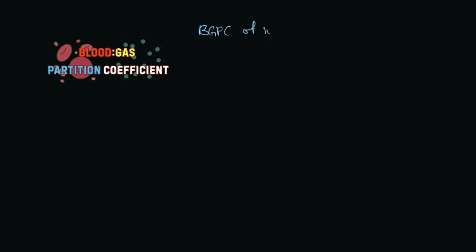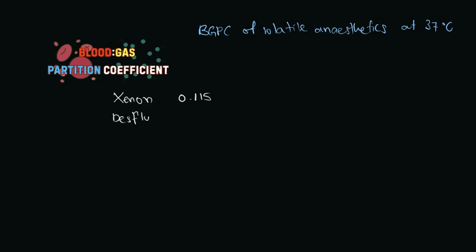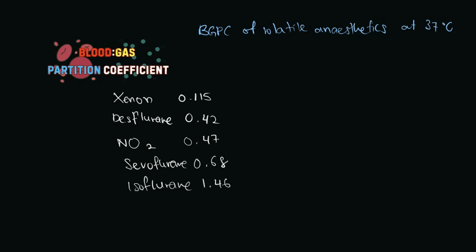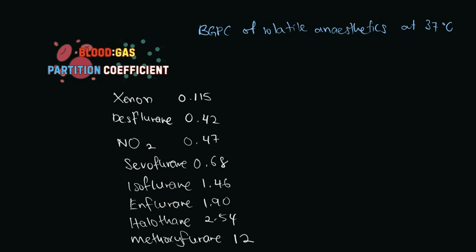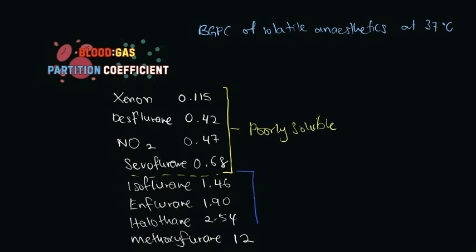Let us go through the blood gas partition coefficients of some popular gases in anesthesia. You have xenon at 0.115, desflurane at 0.42, nitrous oxide at 0.47, sevoflurane at 0.68, isoflurane at 1.46, enflurane at 1.9, halothane at 2.54, and methoxyflurane at 12. Older classification will further divide these into poorly soluble gases, intermediate soluble gases, as well as soluble gases.